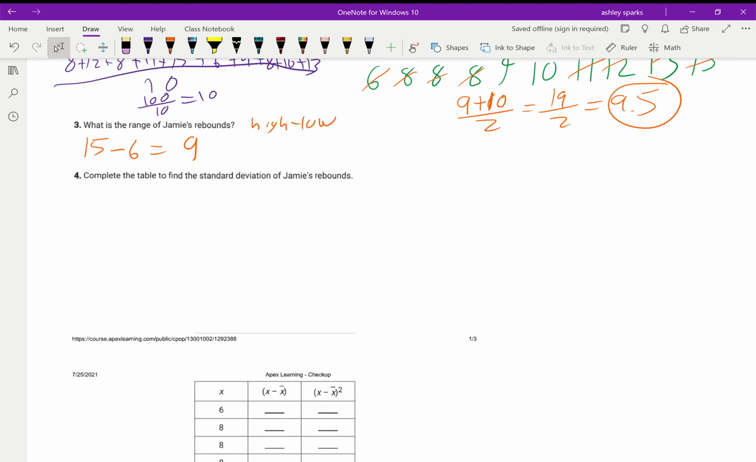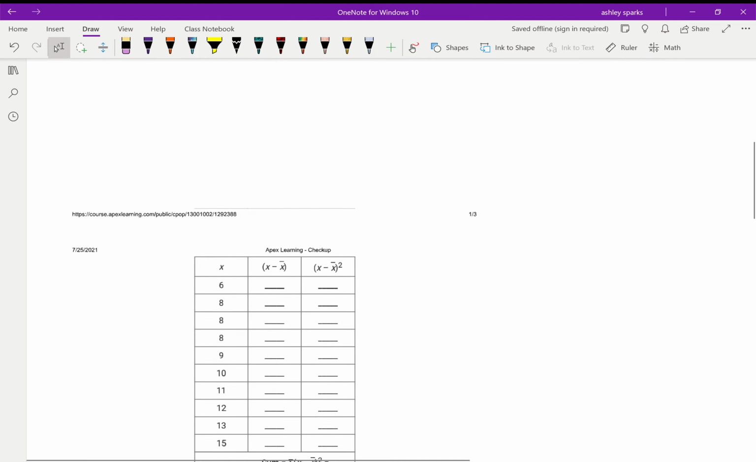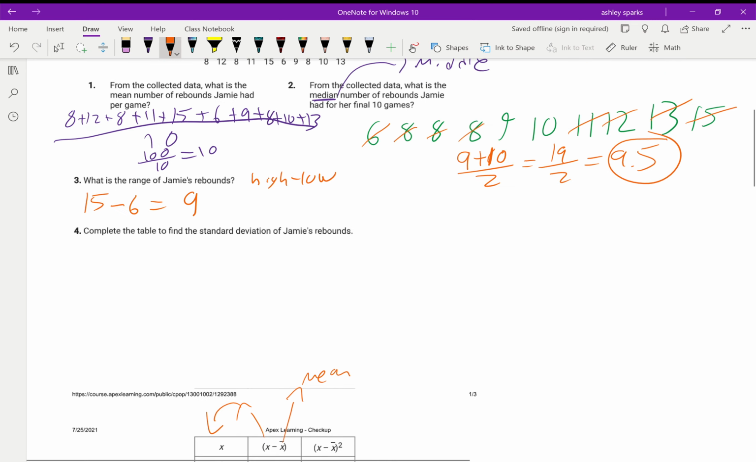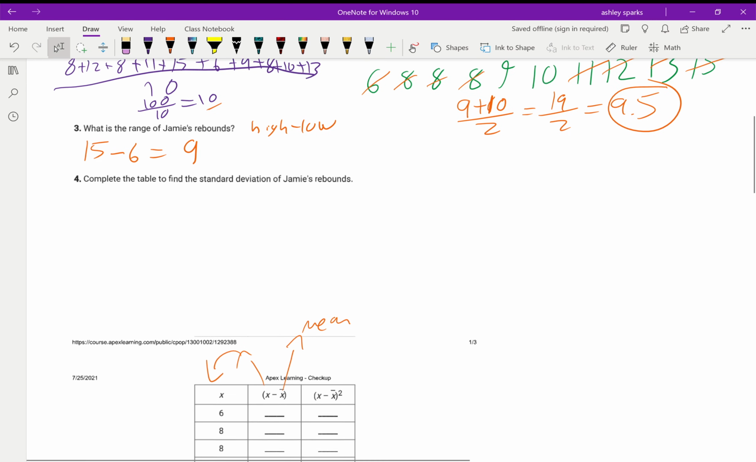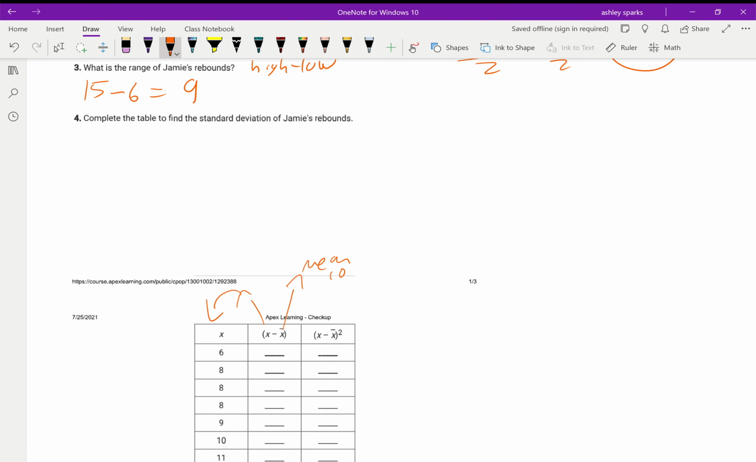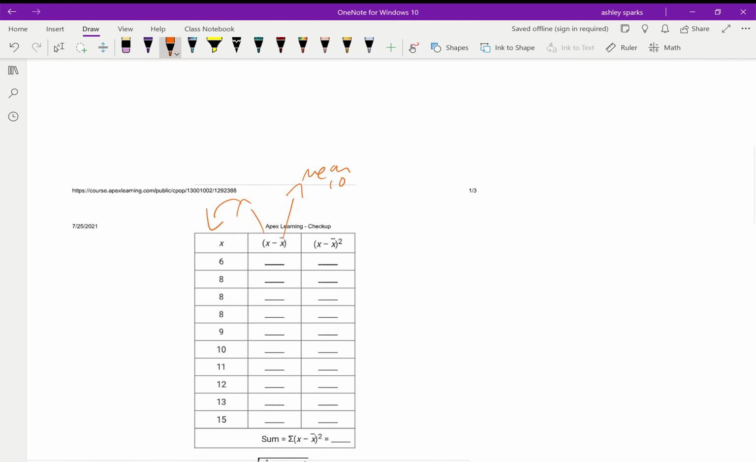And next we want to complete our standard deviation. So this is just like the X on the side here, right? It's over here. And then this X bar, this is your mean. So we calculated our mean previously to be 10. To fill in this table, the first example would be 6 minus 10. That's negative 4. You want to keep in the negatives where applicable. 8 minus 10 is negative 2.